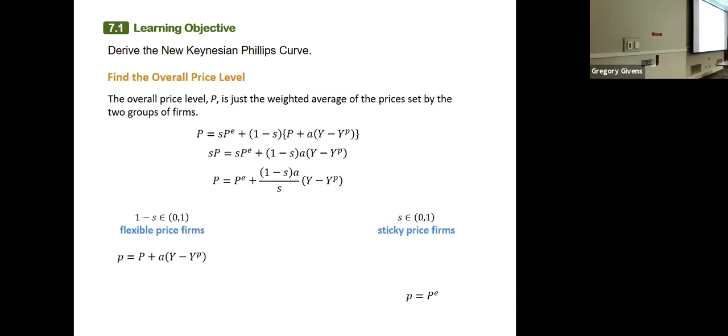Now, why does that happen? If the expected price level rises, Levi, you're my sticky price firm here. You're going to raise your desired price, right? That's going to put upward pressure on the overall price level. Jameson, you're my flexible price firm. If the actual price level starts to rise, you're going to increase your own desired price because you can respond immediately to that development. So that means that the overall price level is going to respond 1-to-1 to a change in expected prices. Okay?